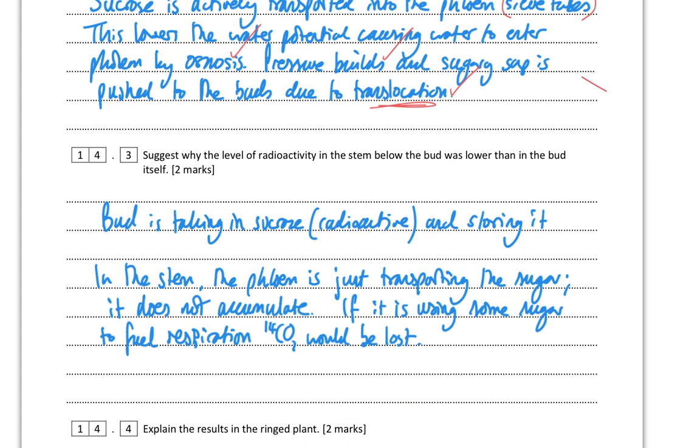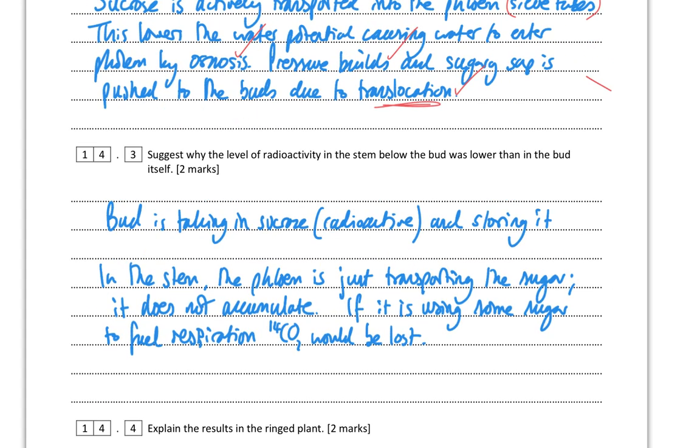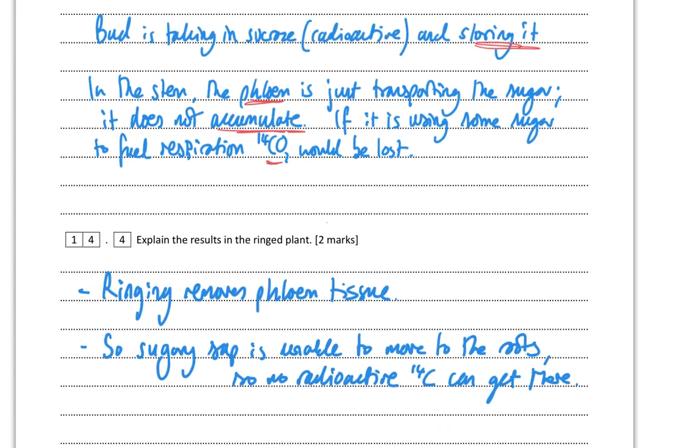It's never lost. And then why is there more radioactivity in the bud? Well, the bud is storing the radioactive sucrose or using it for growth, whereas in the stem it's just transporting it, it's just accumulating. Again, you never know, so I've carried on going. If it was using some sugar to fuel respiration, because the phloem carries out respiration, then it'd be losing the radioactivity as carbon dioxide would be diffusing away.